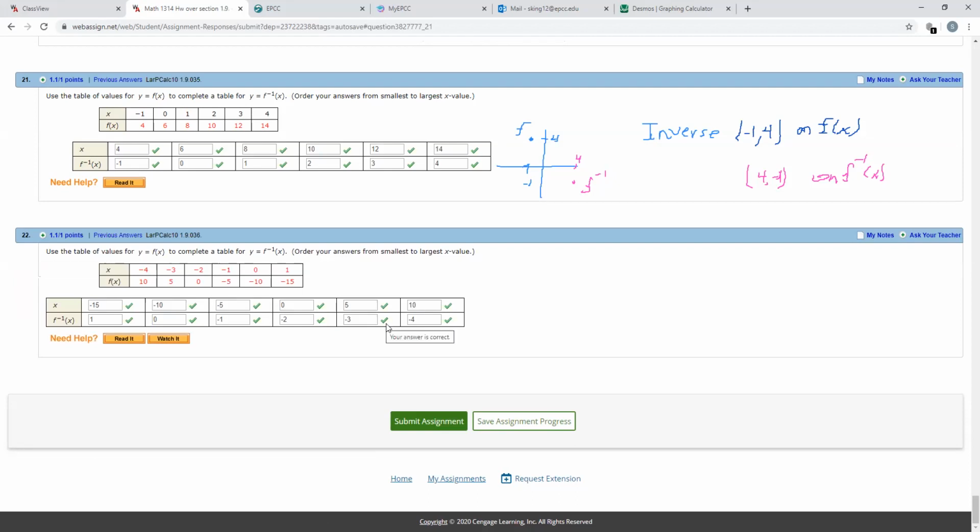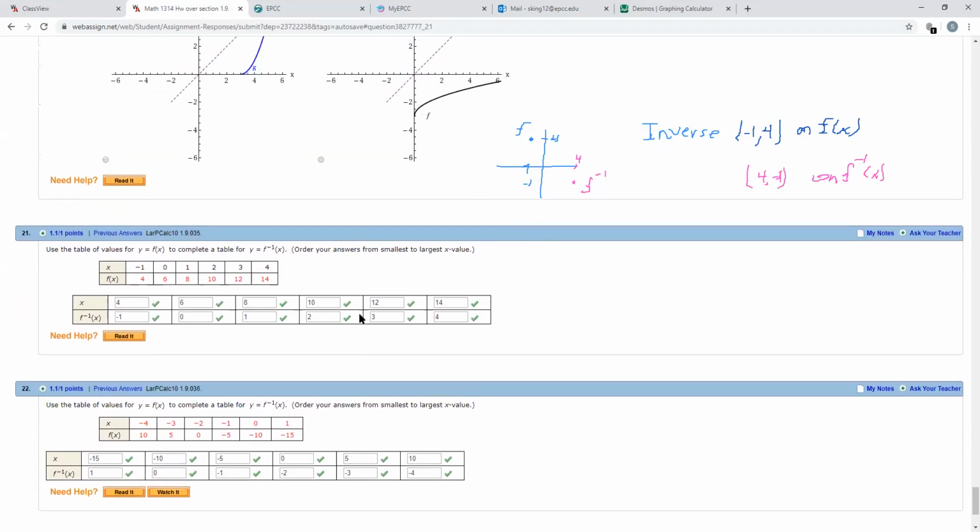Okay, so that's just the basic idea of an inverse in terms of points. They're just inverted. And now we're going to look at when you do that for a whole graph, so not just for some of the points on a function, but the entire graph.